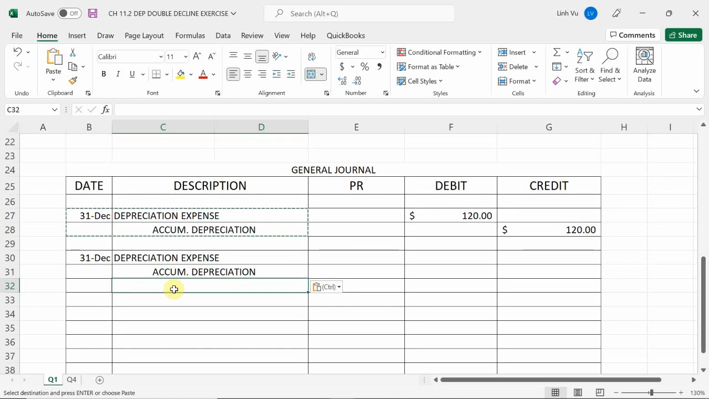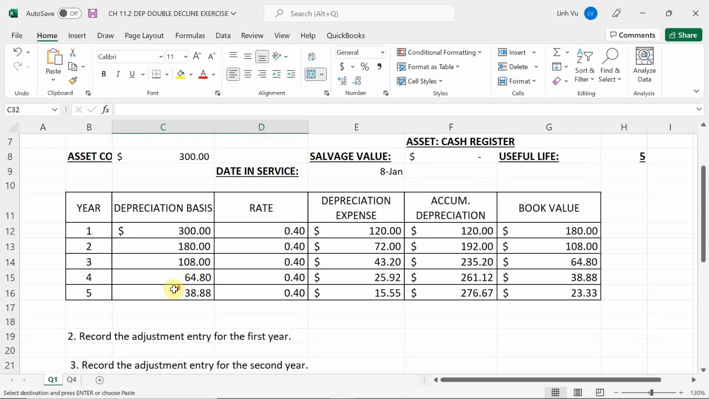The only thing that you're changing is the debits and credits, because every year in this case, right, what happened to my second year? How much did I depreciate it?